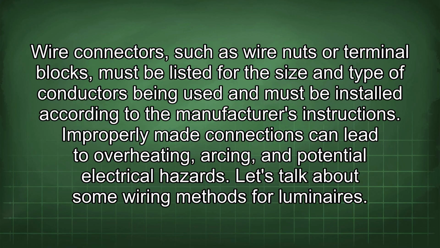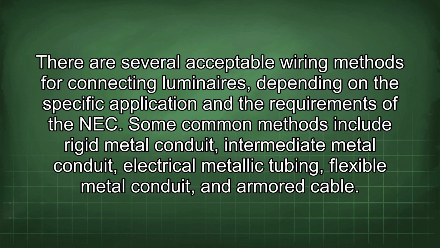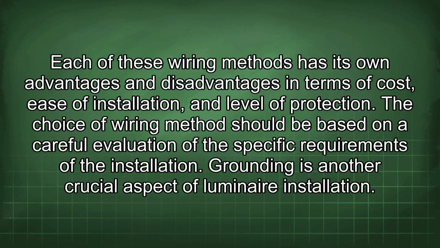Let's talk about some wiring methods for luminaires. There are several acceptable wiring methods for connecting luminaires, depending on the specific application and the requirements of the NEC. Some common methods include rigid metal conduit, intermediate metal conduit, electrical metallic tubing, flexible metal conduit, and armored cable. Each of these wiring methods has its own advantages and disadvantages in terms of cost, ease of installation, and level of protection. The choice of wiring method should be based on a careful evaluation of the specific requirements of the installation.